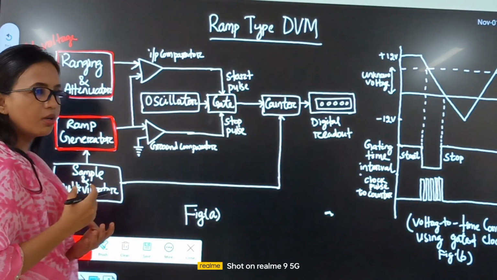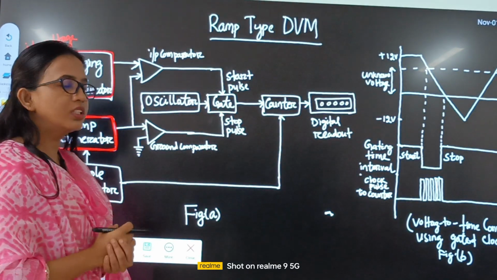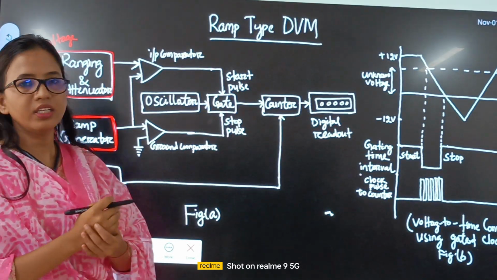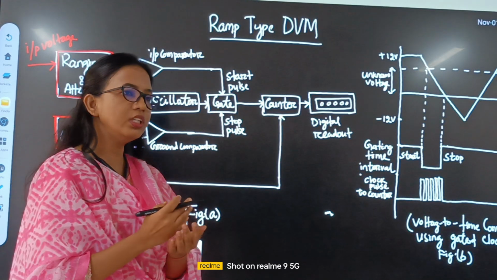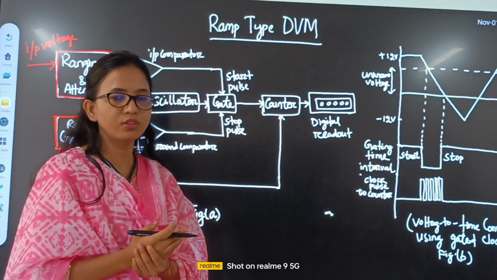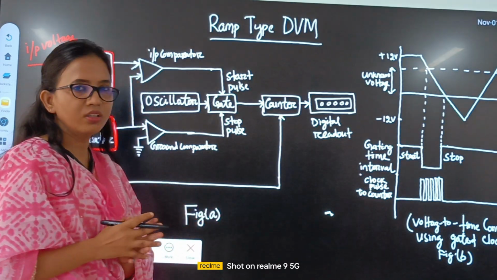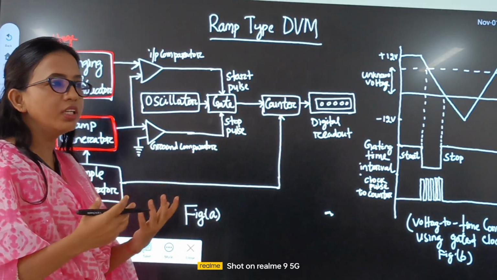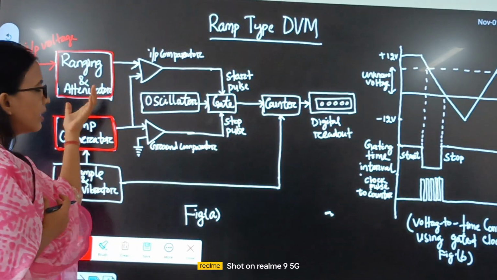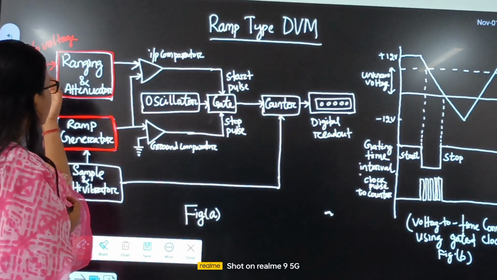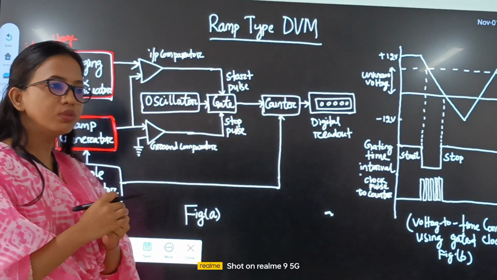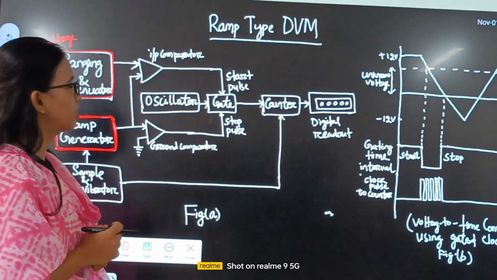So what is the function of ranging and attenuator? Basically the ranging and attenuator is used when we are applying input voltage. Suppose the input voltage is bigger, the value of the input voltage is very high. So it will give some noise. So to not get the noise, to not disturb the signal, we are applying the attenuator, which attenuates the extra voltage.